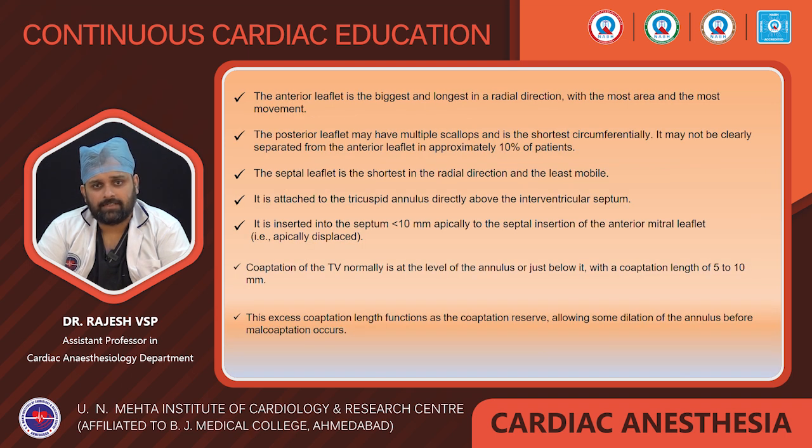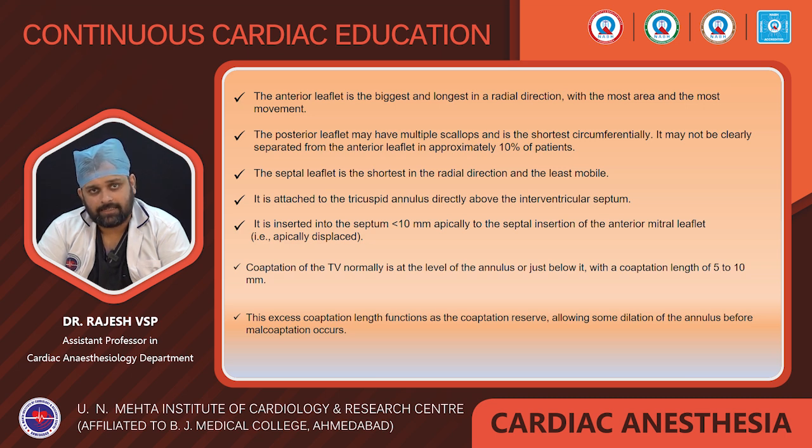Among the 3 leaflets, the anterior leaflet is the biggest and the longest, and it covers the most area and also has the most movement. The posterior leaflet has multiple scallops and is the shortest circumferentially, and it may not be clearly separated from the anterior leaflet in approximately 10% of patients. The septal leaflet is the shortest in the radial direction and the least mobile.